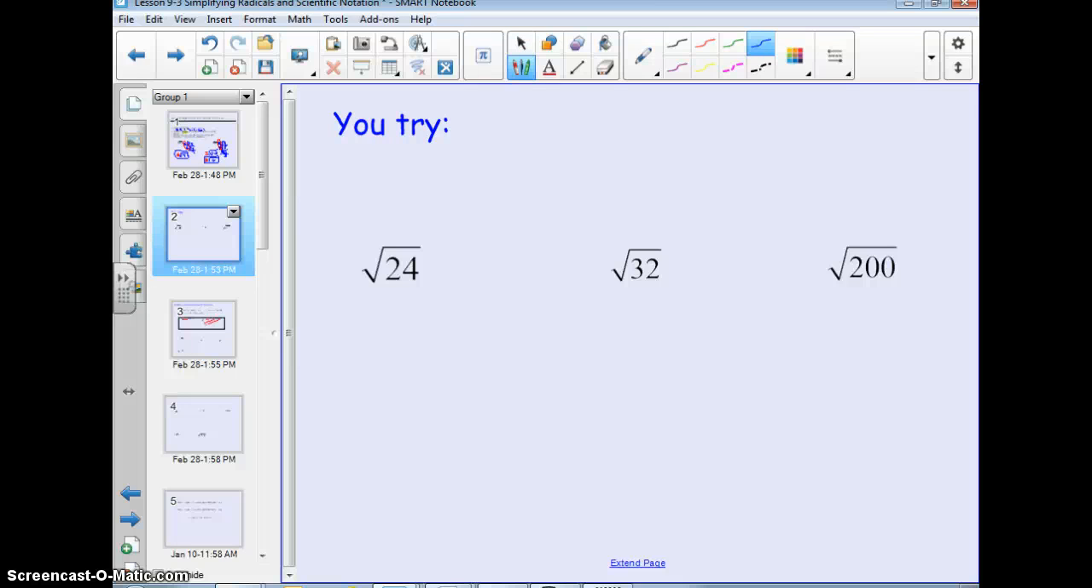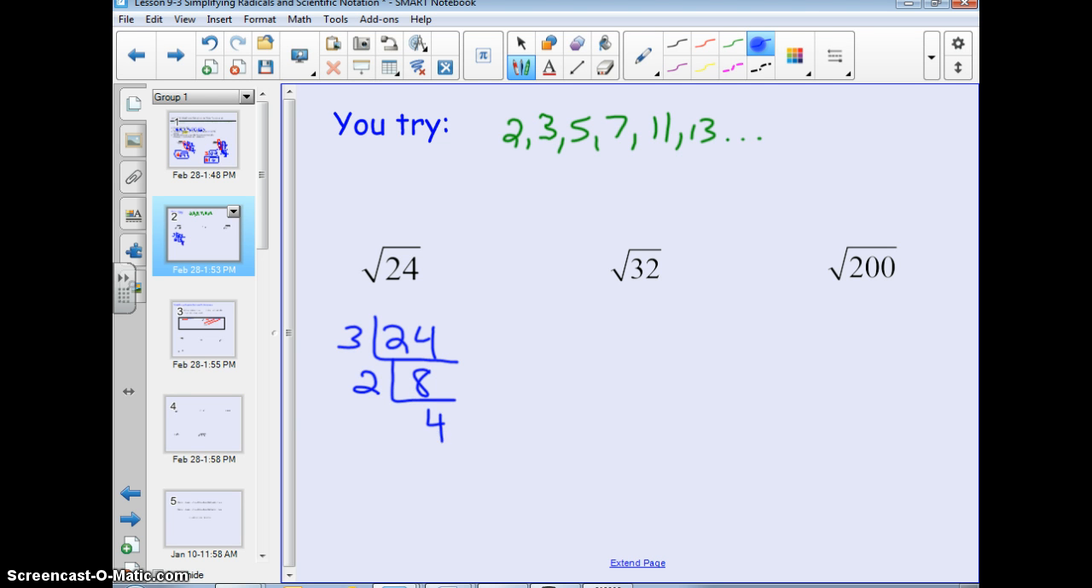Okay, so if we simplify the square root of 24 real quick, I'm just going to list out my prime factors. Remember, we had 2, 3, 5, 7, 11, 13, etc. Okay, so I have 24 here. I want to divide by my biggest prime factor, so I'm going to do 3. So 24 divided by 3 gives me 8. 8 can be divided by 2, which is 4. And 4 can be divided by 2, which is 2.